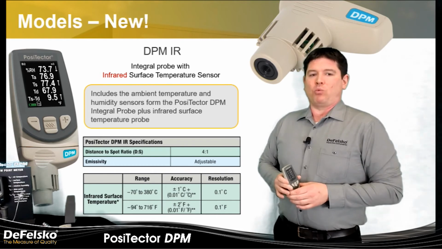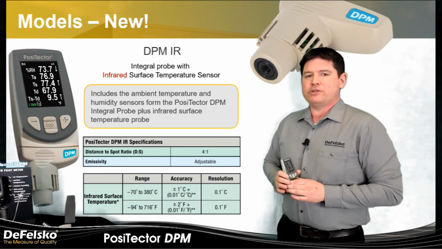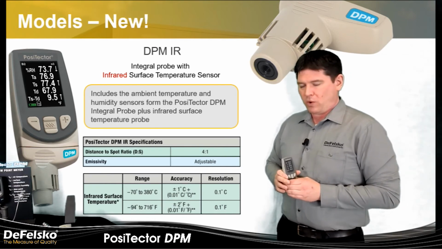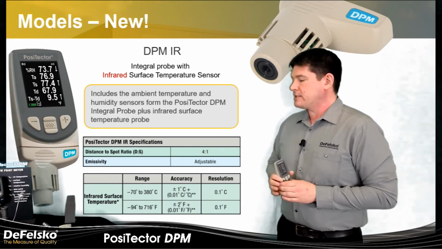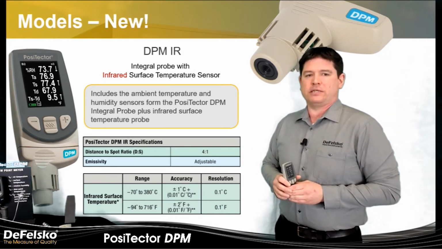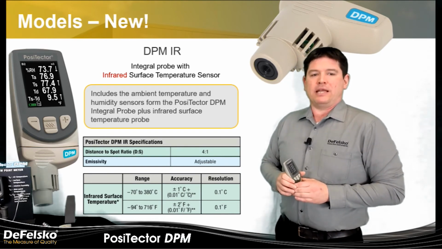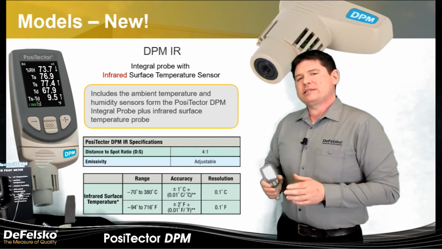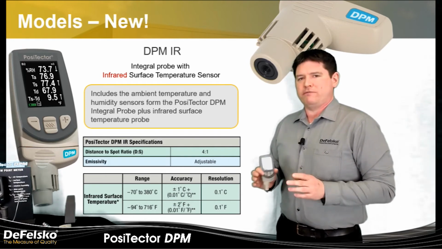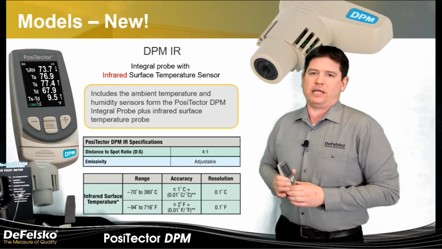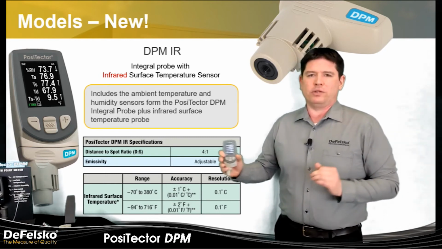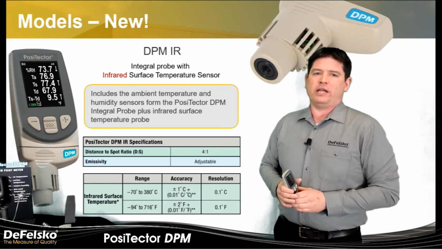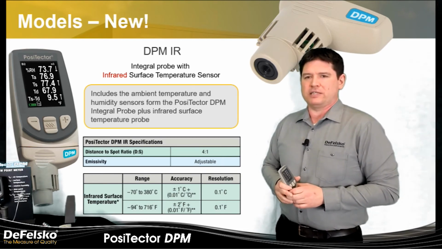It has a much wider range of temperatures it can measure, from -70 to 380 degrees Celsius, which is quite a bit wider than our contact temperature sensor on the PosiTector DPM. It has an emissivity that is adjustable, and for those of you that are not sure what emissivity is, it simply refers to the ratio of how much infrared radiation a surface is emitting, and it gives the gauge a way to tell the difference between different surfaces. They all have a slightly different way they emit infrared radiation, and that adjustable emissivity lets us account for all that.